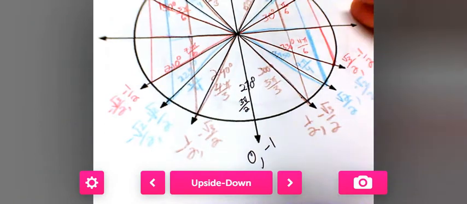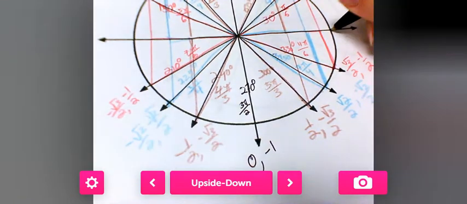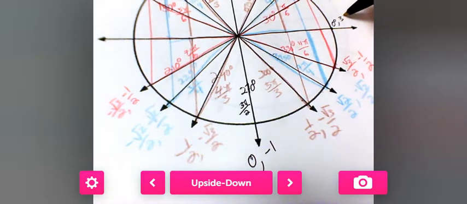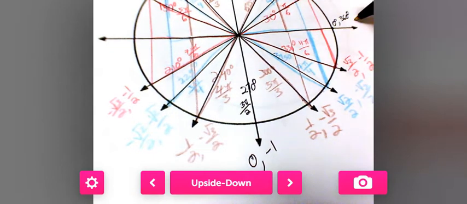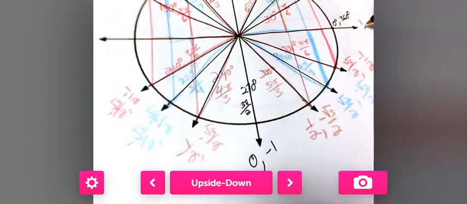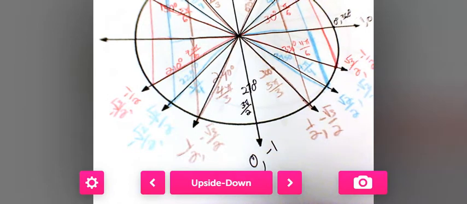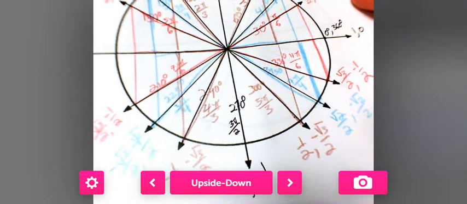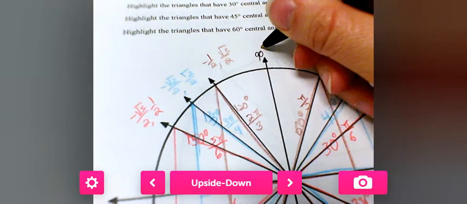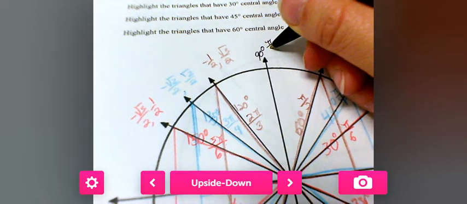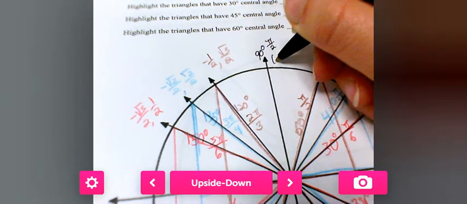Going to move it a little bit to the side. This right here, this is 0 degrees, 360 degrees. It's like 0 pi. And the points are 1, 0. Okay, I'm going to move up to the top. This is 90 degrees, pi over 2, and its points are 0, 1.